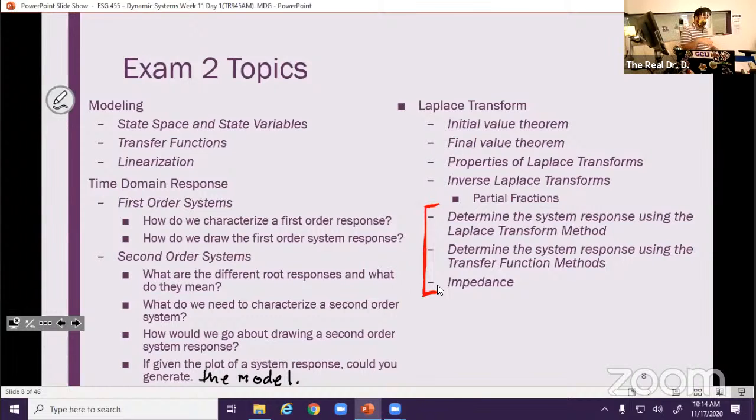So we find the transfer function, we do it all generically, right? We don't Laplace our input yet. We find the ratio of output to input, get our transfer function. Then we multiply our transfer function by the Laplace transform of our specific input. Then we do our partial fractions. Okay? Those are the two different methods.